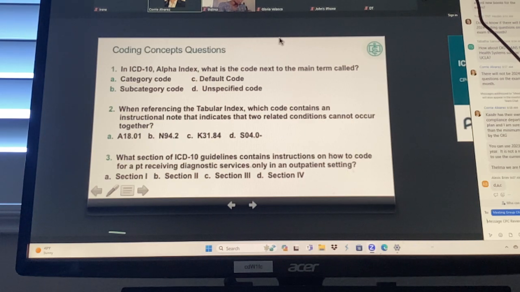So these are the guidelines. When you're working with the guidelines, already I hope you have in your mind, because some books have guidelines in the front and guidelines next to each chapter in the tabular index. So which one are you going to be using? If you're using the one in the front, make sure that you highlight each of the chapters so that it's easier for you to thumb through it.